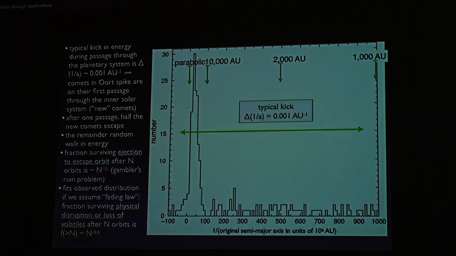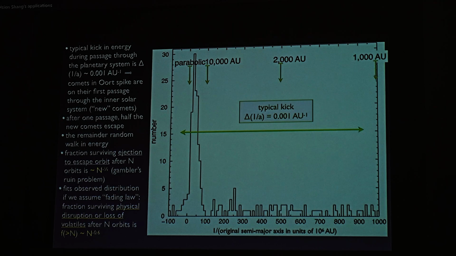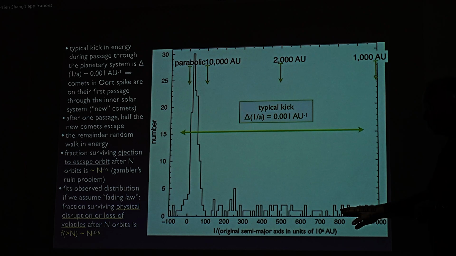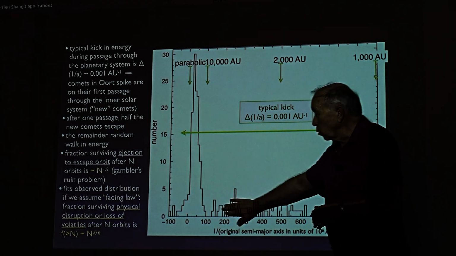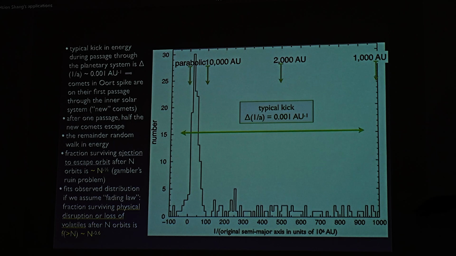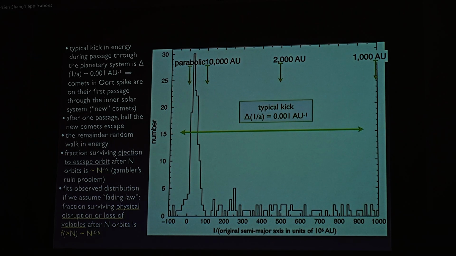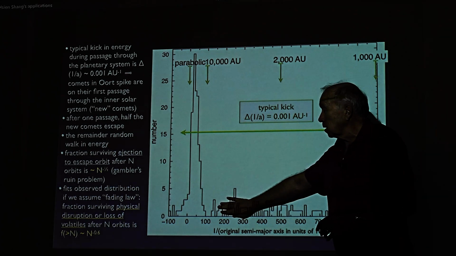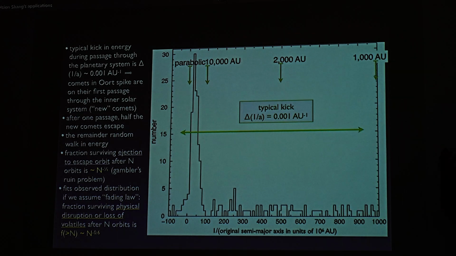So you can ask if the simple version of the gambler's ruin problem correctly predicts the distribution of comets in this range here away from the Oort spike. And the answer is not quite. That in order to match the distribution of comets in this tail, you have to recognize the fact that comets fade with repeated passages close to the sun. They fade because they're losing their volatiles to the coma and the tail.